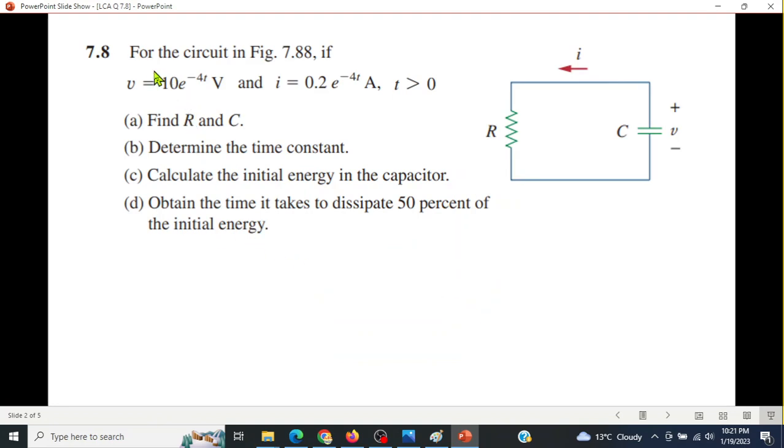So this is the question. For the circuit, the voltage is given and current is given. And this is the circuit. We have a capacitor and a resistor. The capacitor is fully charged and it will discharge through the resistor. We have to solve these four questions, so we'll tackle them one by one.